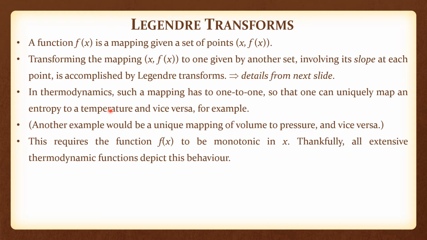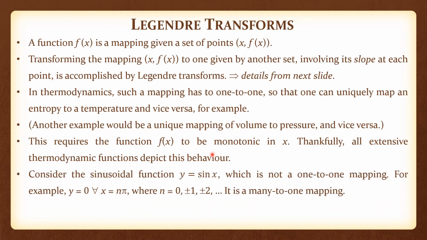Monotonic functions mean what? For any x there is a unique value of f of x; you don't see the same value of f occurring for multiple values of x, right? So this is a one-to-one mapping itself. In other words, the requirement is that this mapping from domain to range has to be a one-to-one mapping. Thankfully, all extensive thermodynamic functions depict this behavior. They are all monotonic functions of the independent variables, and therefore this is conveniently accomplished. I'll give an example just now.